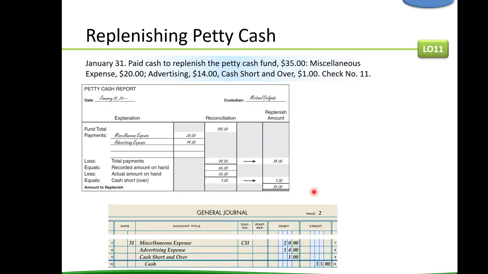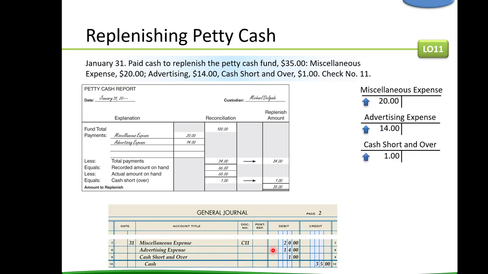So when we need to replenish, this is the first time we've actually run into a situation where we have multiple accounts used in the debit column or the credit column. The big goal is this total needs to match this total. Expenses have a normal balance of debit, so we record those as debits. Because we were short, it is a debit. If we were over, it would be a credit. And then the cash that we replenished is our credit.